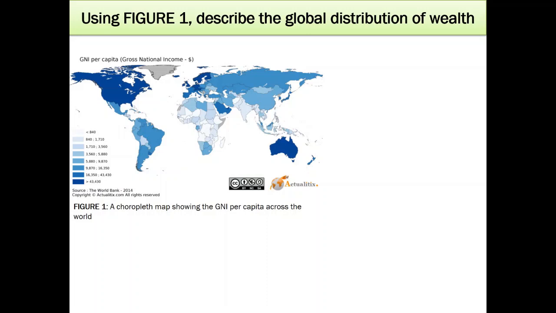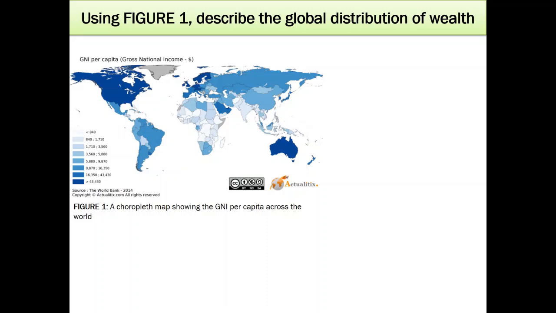As this is a describe question, we're going to use the GCSE acronym to answer it. Before we do that, I just want to go through how we read the map in front of us. The map is a choropleth map. Each country is divided up so we can see all the different countries. It is also color coded, and if you look at the key, it tells you what each color represents.